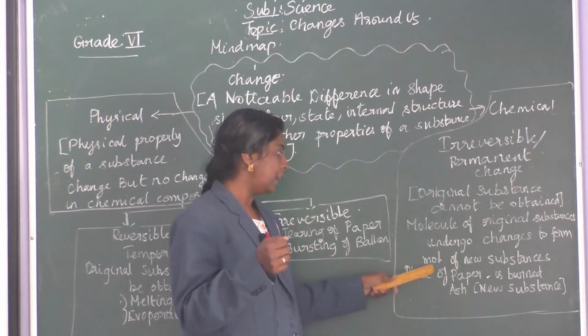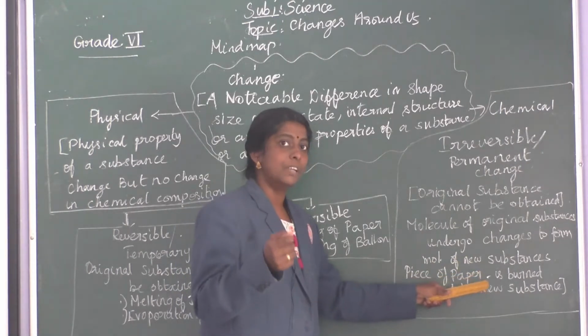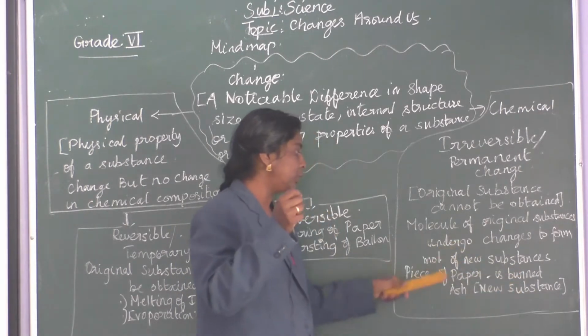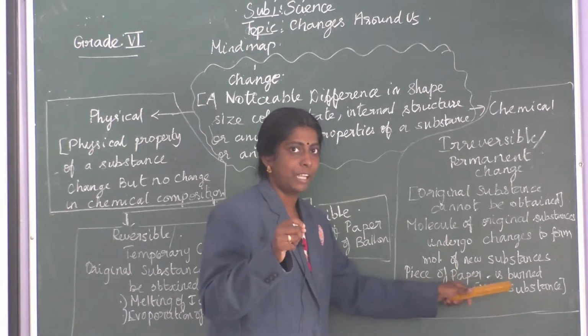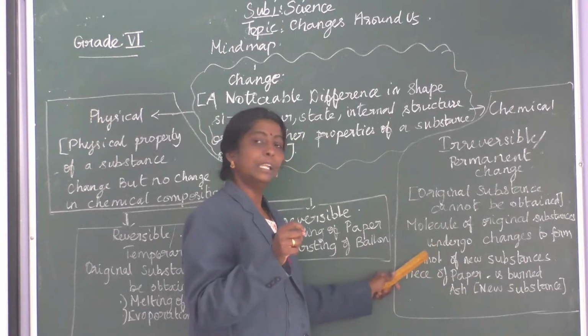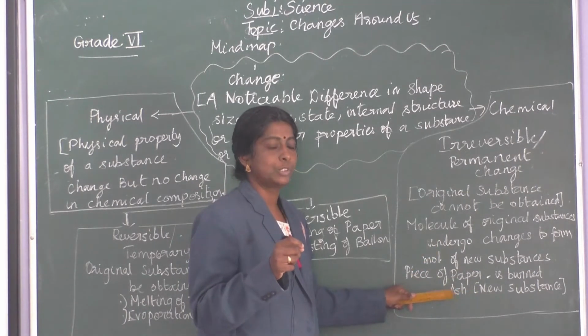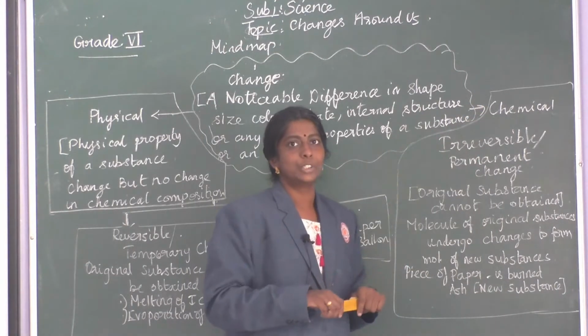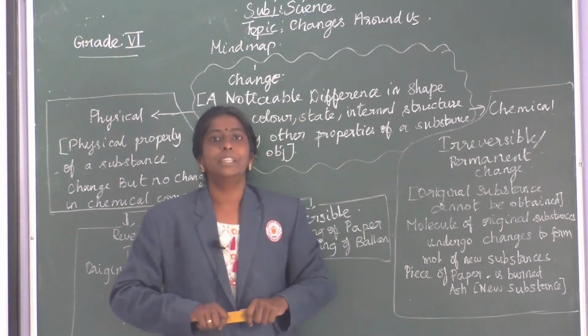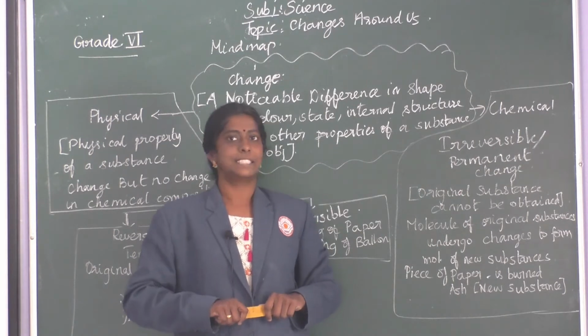For example, a piece of paper, when it is burned, it is turned to ash. This ash is termed as a new substance here, and we cannot get the paper again from this ash. So, this type of change is mentioned to be a chemical change. We are going to learn about all the different types of changes in this chapter.